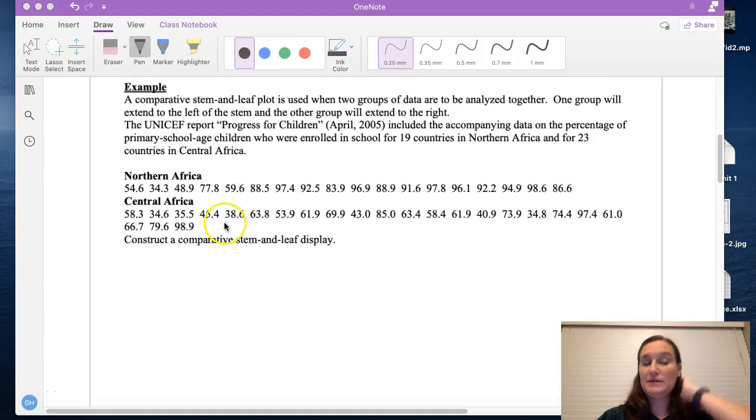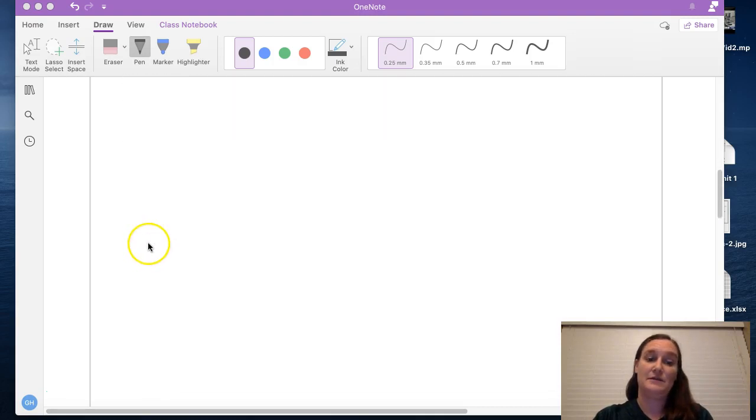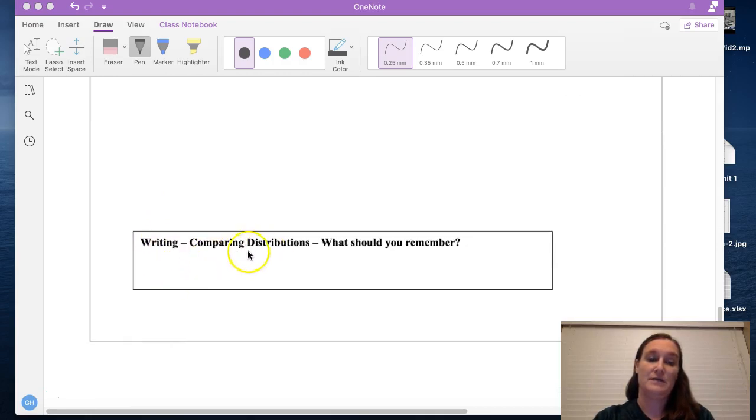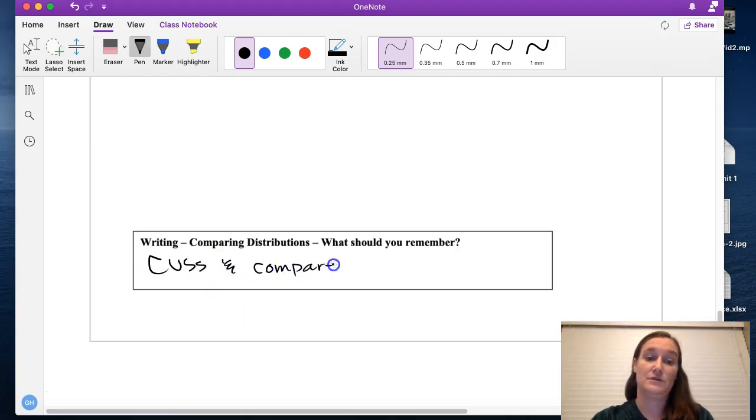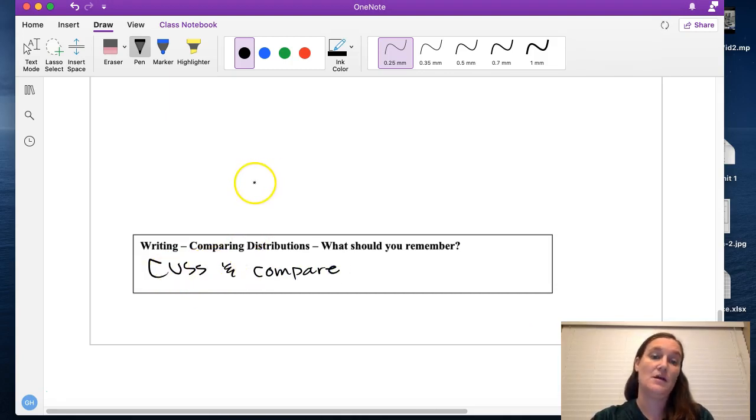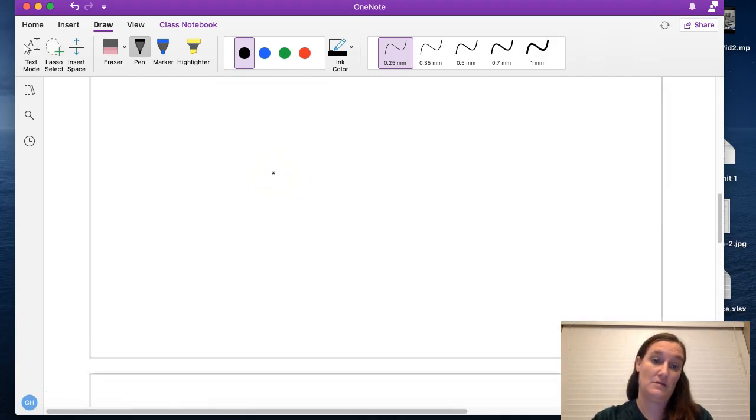Okay, so chapter 4 is really the same thing as chapter 3, except you're comparing two sets of data through a graph and discussing them. So the key, I'm going to scroll down to the back page. Comparing distributions, what you should remember is that you want to discuss and compare. So you're still going to talk about the center, anything unusual, the shape, and the spread, but you are going to compare them with each one.